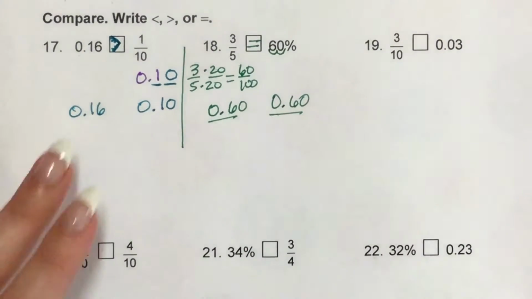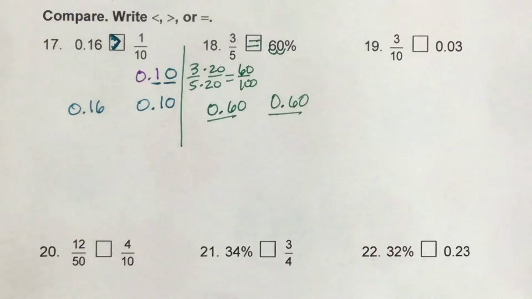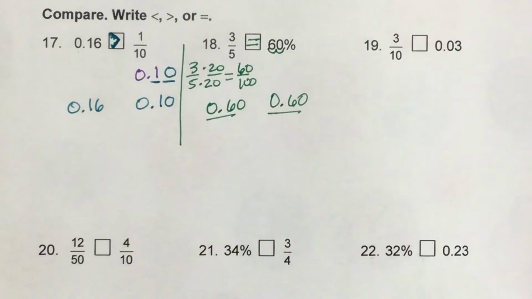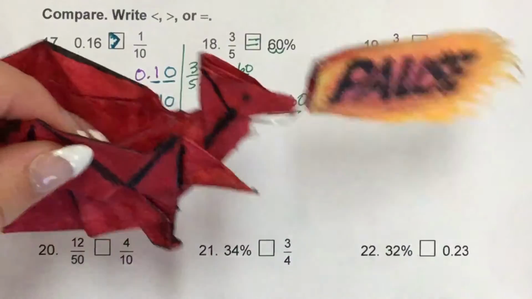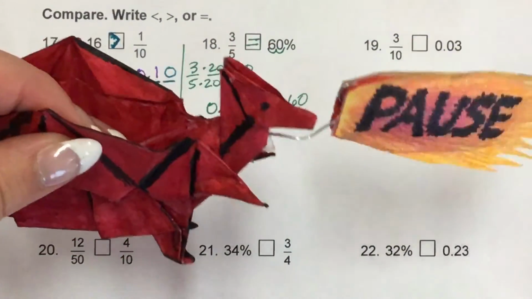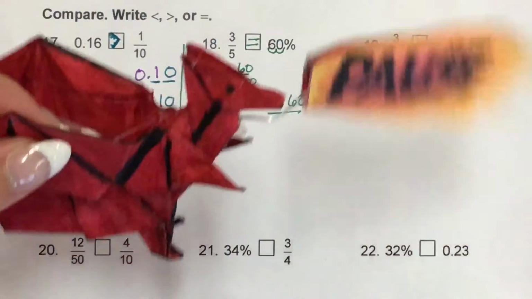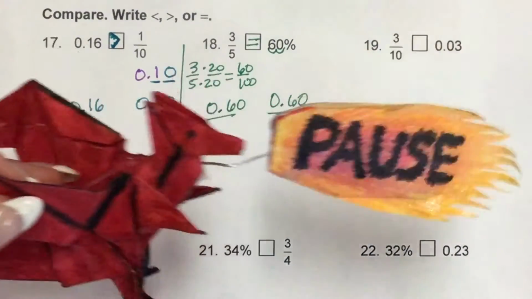I want you to go ahead and work out problems 19, 20, 21, and 22 by converting them both to decimals with 2 places. So there's our friend, the pause dragon, reminding you to pause, work out problems 19, 20, 21, and 22. When you get done, press play, and we'll talk about the answers. All right, see you in a bit.